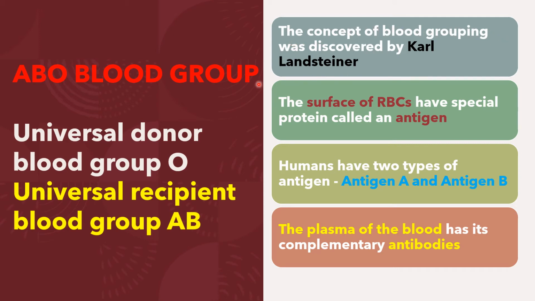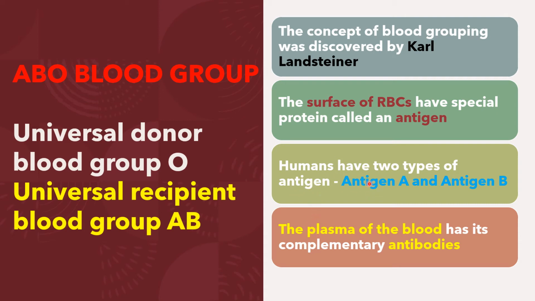The concept of blood grouping was discovered by Karl Landsteiner. The surface of RBCs has special proteins, which we already discussed, called antigens. Antigen is a special protein present on the surface of RBCs. In human beings, mainly two types of antigens we can see, antigen A and antigen B. Based on the type of antigen, the blood groups are classified into 4.